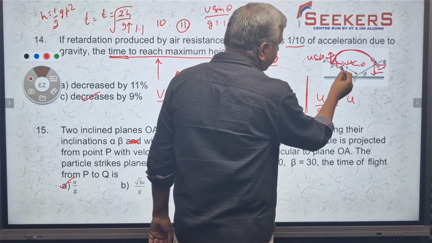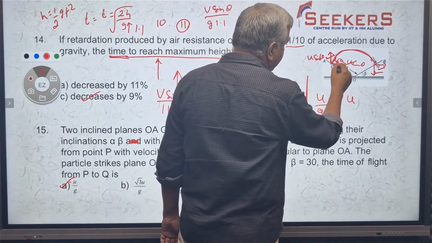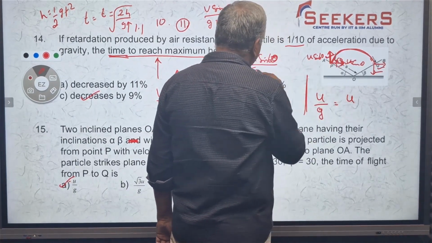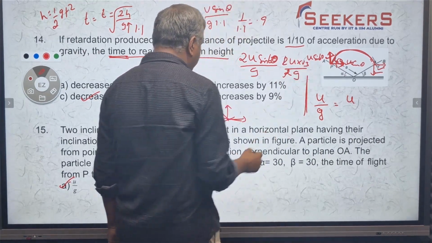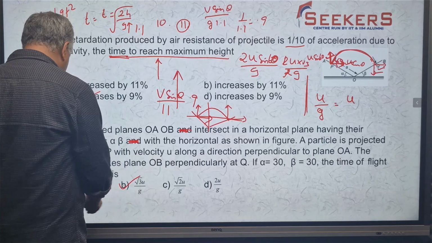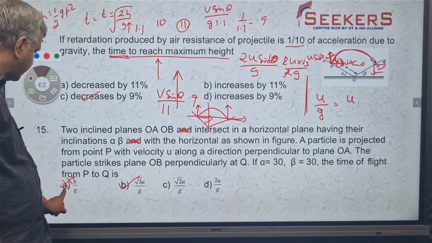So this is 30, this is 30, this is 60. So this is u cos 60, this is u sin 60. So sin 60 is root 3 by 2. So 2 cancels, root 3 u by g. So this will be the correct answer. So B is the correct answer, not E.